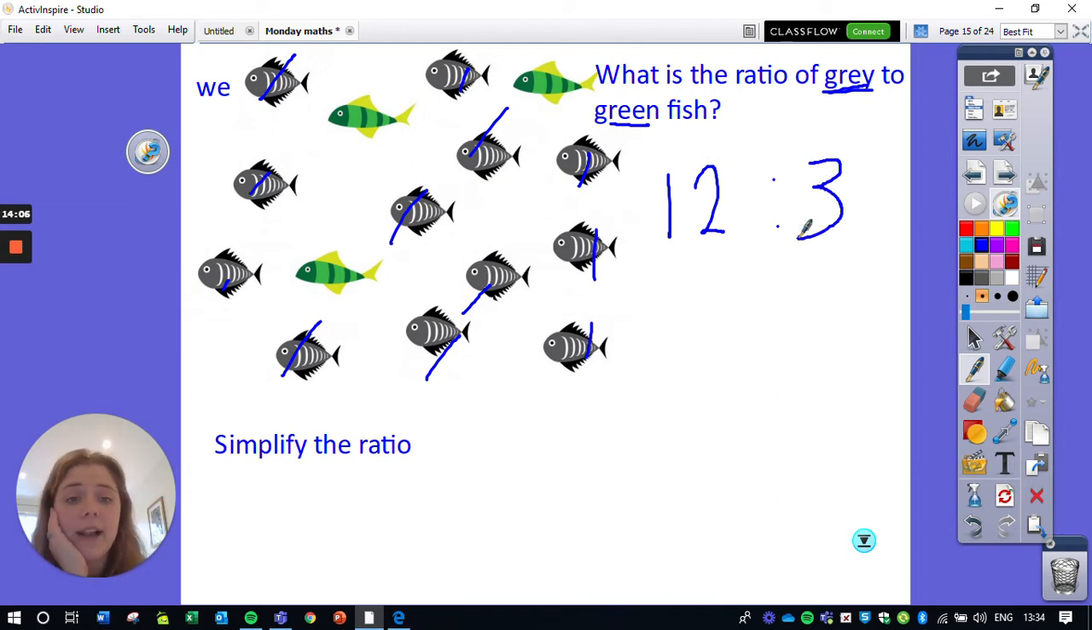What can I divide both of those numbers by? What's my highest common factor? Have a think now. Have a go at simplifying it in your head. You don't need to write it down. I'm going to divide both by 3. Well done. So that'd be 4 to 3. My simplified ratio is 4 to 3.